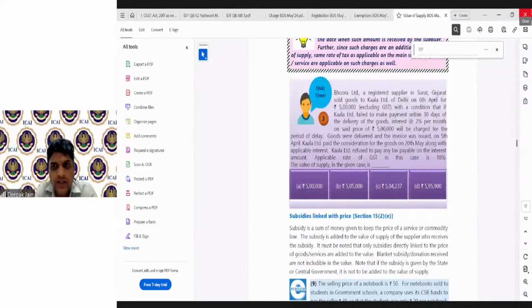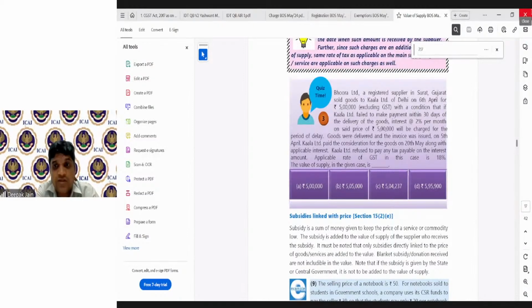Okay, what is the condition? That if they fail to make the payment within 30 days of the delivery of the goods, then interest at 2% per month on the said price will be charged for the period of delay. Now, goods were delivered and the invoice was issued on 5th April. Kala Limited paid the consideration on 20th May, which means they have delayed, because the time was within 30 days. The invoice was raised on 5th April, so payment should have come by 4th May. Now, they have a delay along with applicable interest.